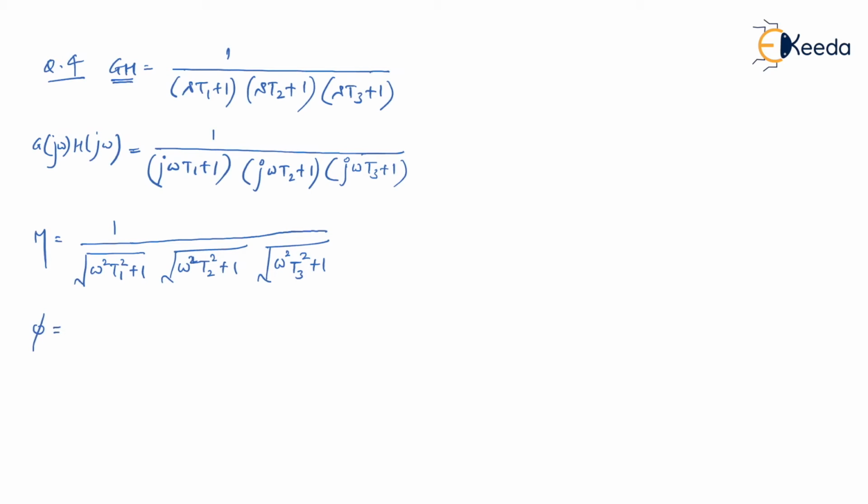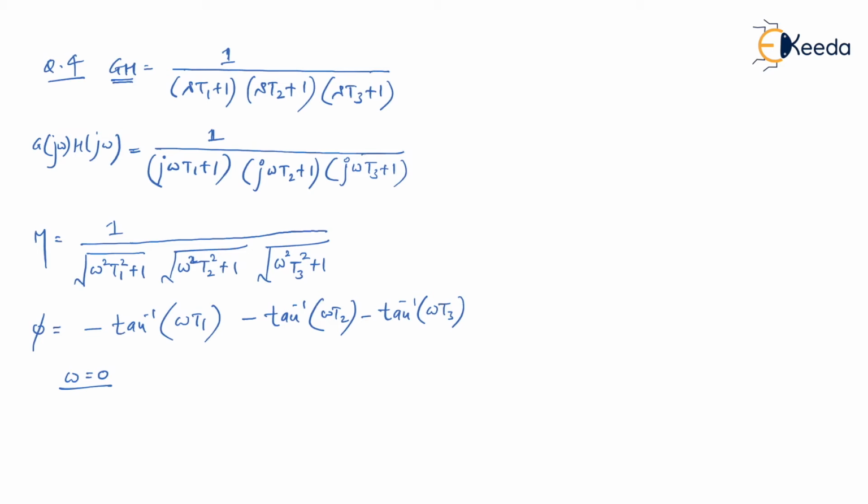Next, what do I have to get? The phase angle. We know that it is tan inverse of numerator angle minus tan inverse of denominator angle. It is a real quantity 1, so the angle contribution will definitely be equal to 0. Since it is 0, I need not write it; I can directly write minus tan inverse of omega T1 minus tan inverse of omega T2 minus tan inverse of omega T3, and we are done.